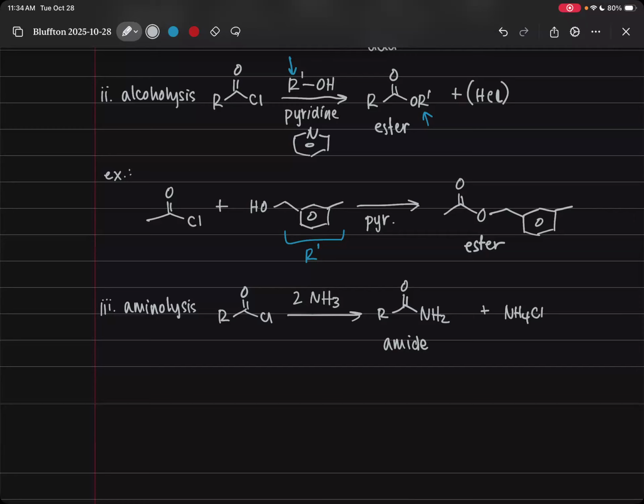And as a side product, ammonium chloride. This is related to the fact that we used two equivalents of NH3. So only one of them actually goes into the target molecule, right? It replaces the chlorine. So there's one of the nitrogens. The other nitrogen basically serves to soak up the HCl that's produced in that reaction. So anyway, we go from acid chloride to amide.